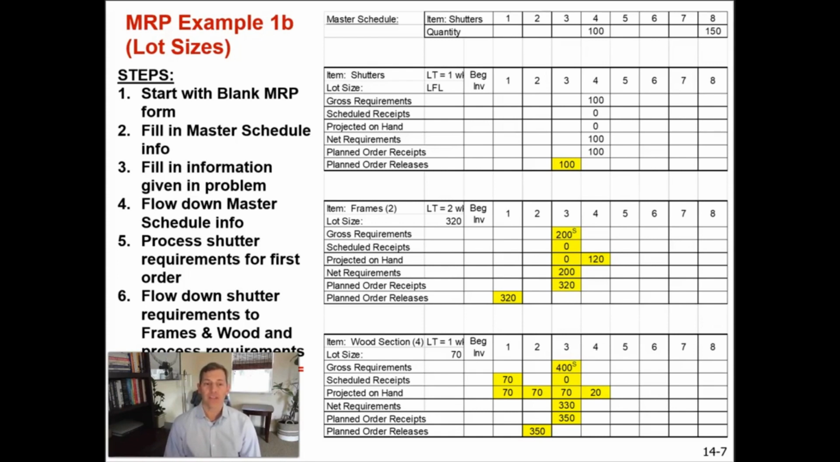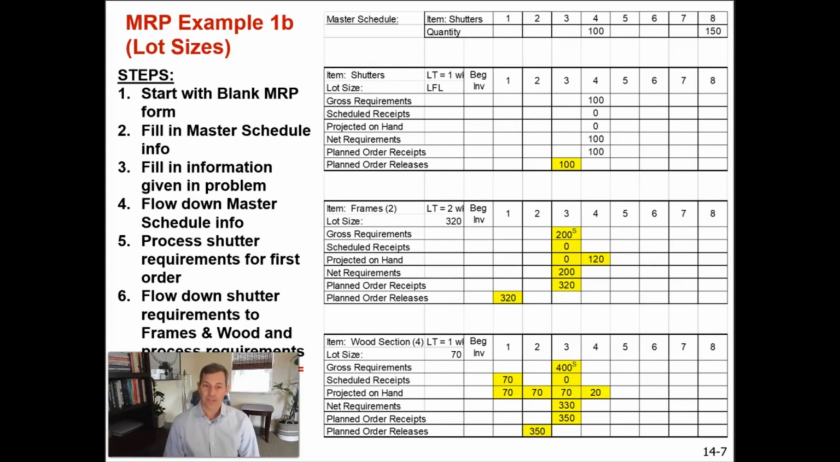So now what you see, if you're looking at the middle section for frames, you needed 200, but you had to make or buy 320. So now you have 320 frames. You use 200 of them, so there's 120 left over. So those 120 pieces are now left in projected on-hand inventory. You needed 200, you had 320, so there's now 120 left over, and that's the difference between lot for lot and lot size. With lot size, you're generally going to have leftover inventory.